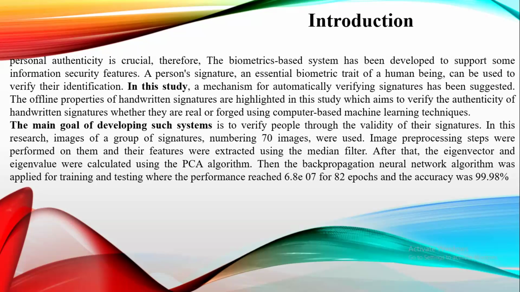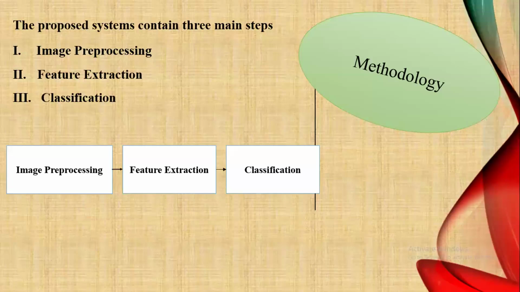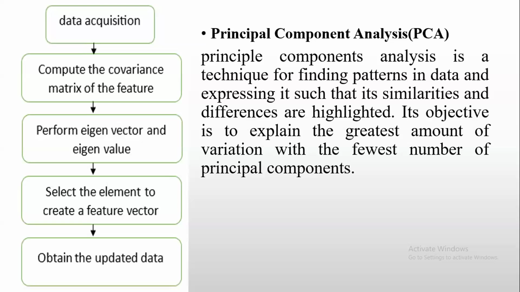In this research, a group of 70 signature images were used. Image processing steps were performed on them and their features were extracted using a median filter. After that, the eigenvector and eigenvalue were calculated using the principal component analysis algorithm. Then the backpropagation neural network algorithm was applied for training and testing, where the performance reached 6.8 at 82 epochs, and the accuracy was 99.98%. The proposed system contains three main steps: image pre-processing, feature extraction, and classification.